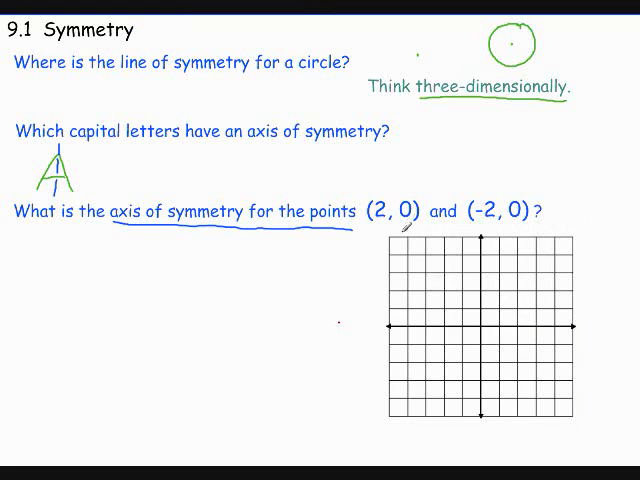That's my point for x equals 2, and then y equals 0. So here's my point right here. And then this one is x equals -2, and y is equal to 0. So where would my axis of symmetry be?